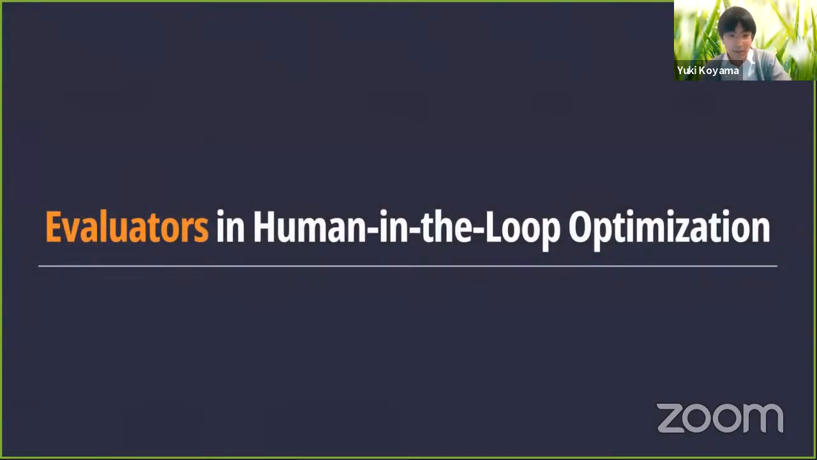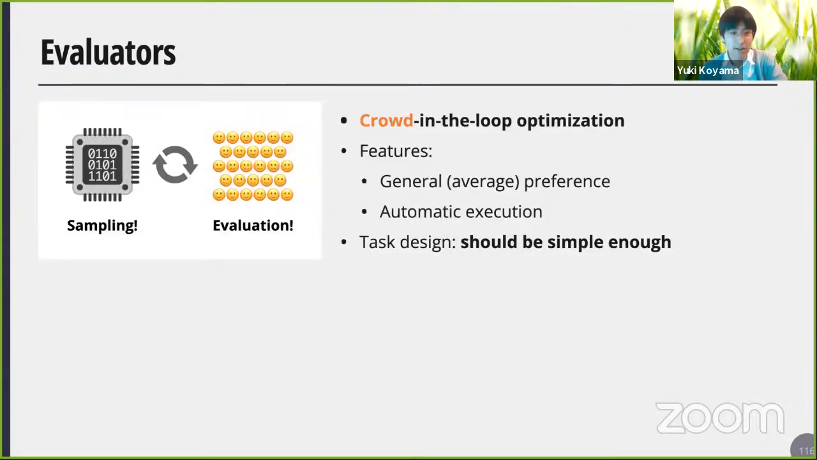And human-in-the-loop systems need human evaluators. Based on the types of evaluators, we can roughly classify human-in-the-loop systems into two categories. The first one is crowd-in-the-loop optimization, as seen in the previous project. In this case, many paid crowd workers are repeatedly asked to perform perceptual microtasks. One constraint is that the task design should be sufficiently simple so that crowd workers can easily perform it.